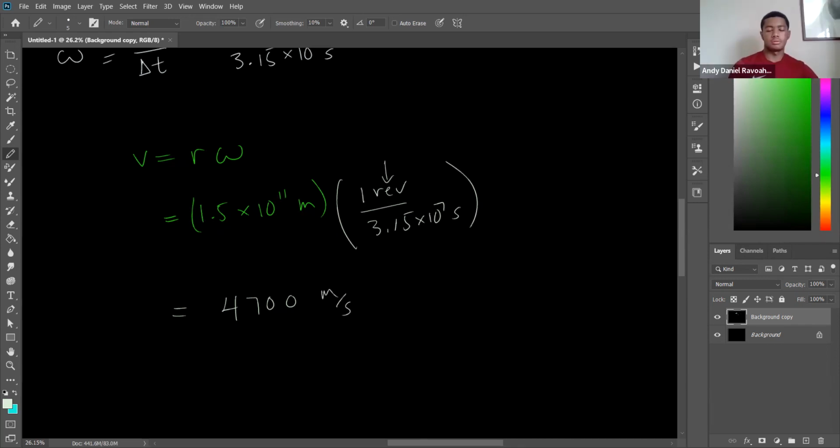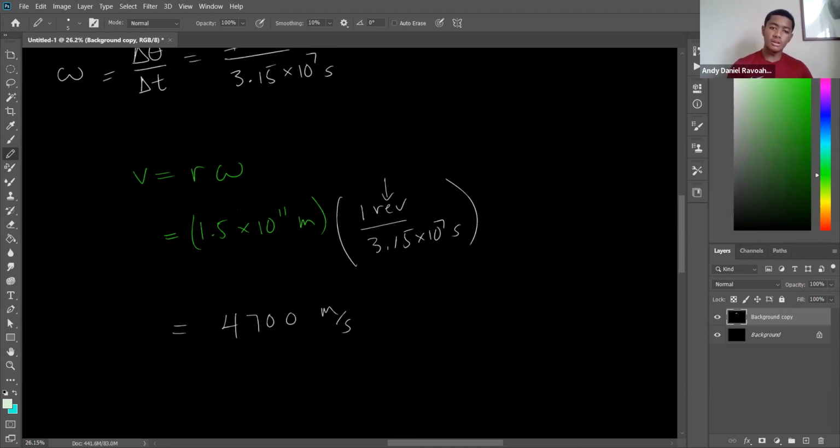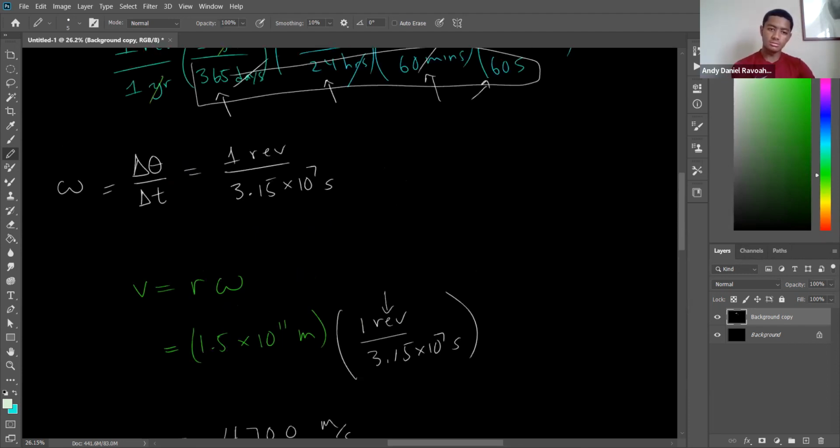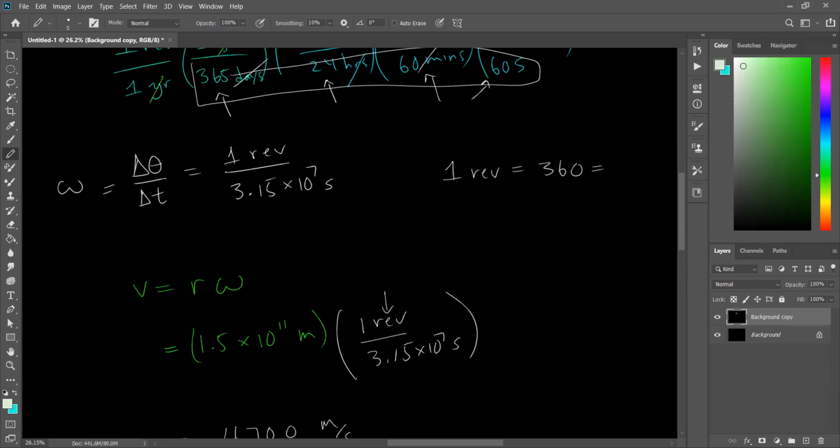Tim, I have a question. Yeah. Does that mean that omega is delta theta over time, so theta is also revolution, it's the same thing? Yeah, 1 revolution equals a change in 360 degrees, which equals 2 pi radians. In this case, we wanted to think about revolutions. We didn't want to think about degrees or anything like that. Does that make sense? Yeah, thank you.